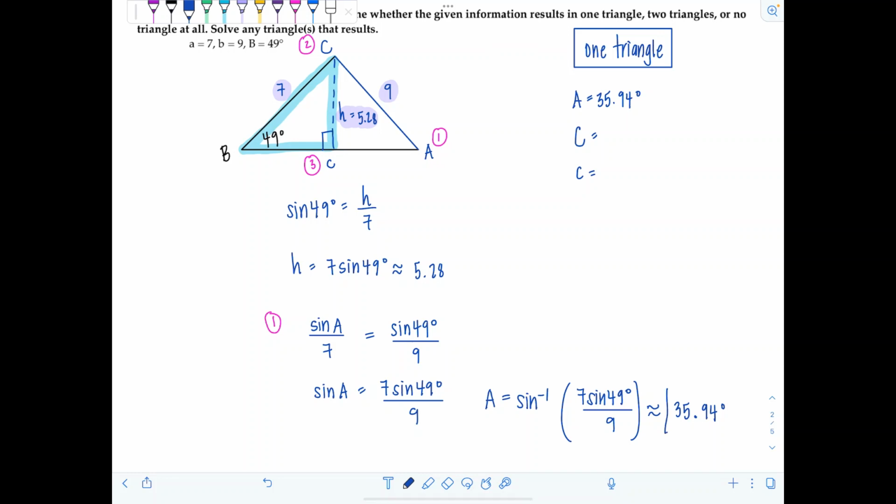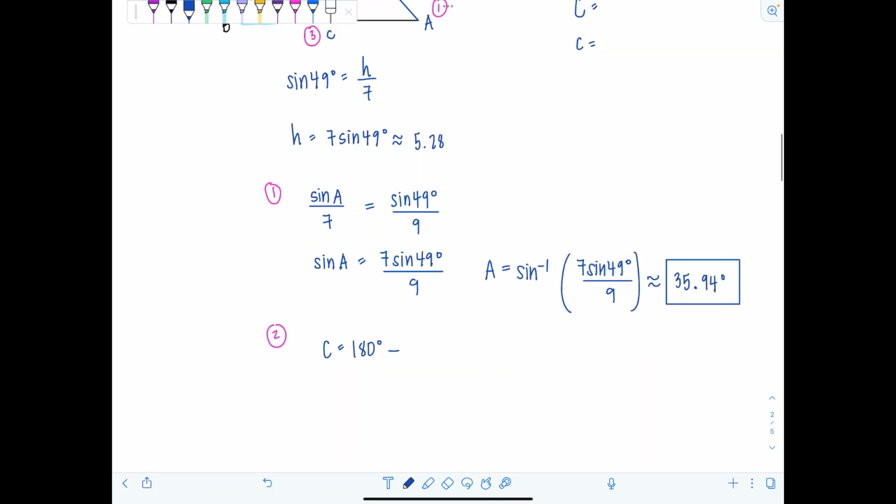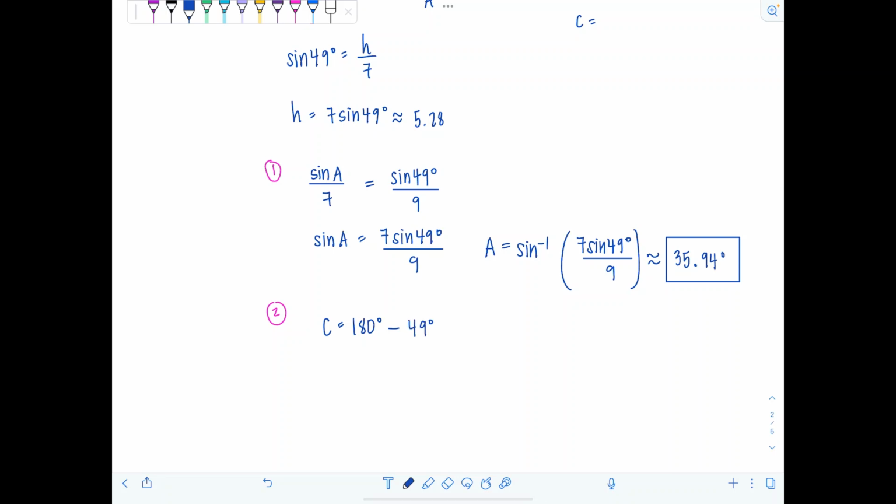I next need to get angle C, and then I'll get side C. Well, how do you get angle C? Now that you have two of the angles in the triangle, you just have to do 180 minus those two and you can get angle C. That's why you do that second. So angle C is going to equal 180 minus angle B, which was 49 degrees, minus angle A, which was 35.94 degrees. And let's see what we get. 180 minus those two angles. Angle C is 95.06 degrees.